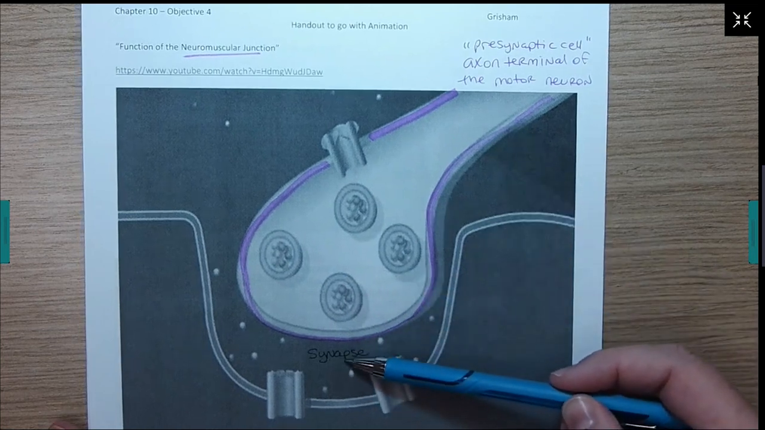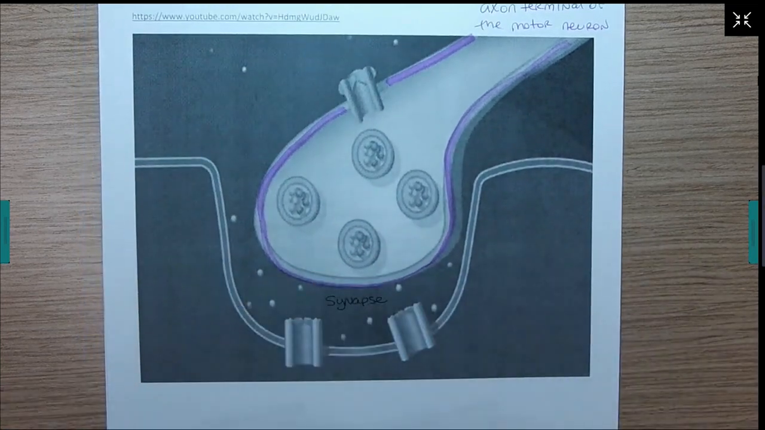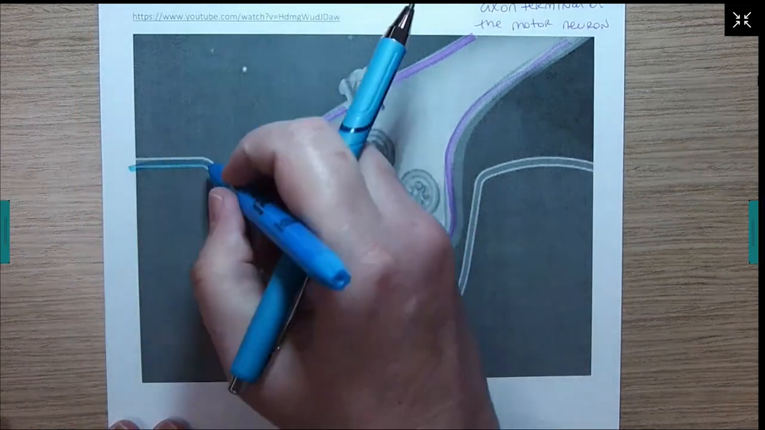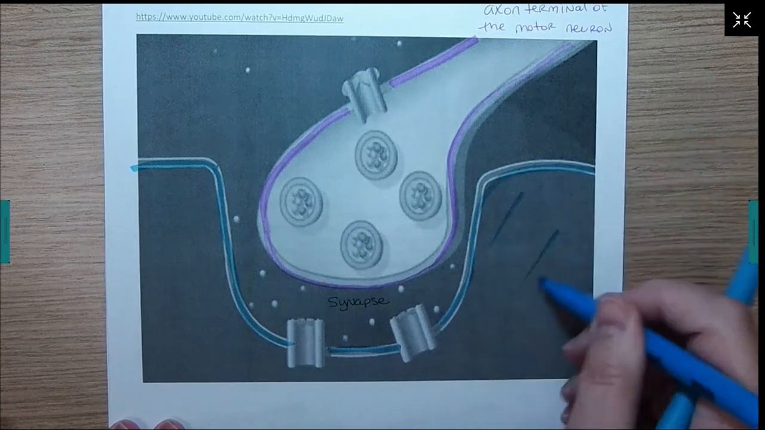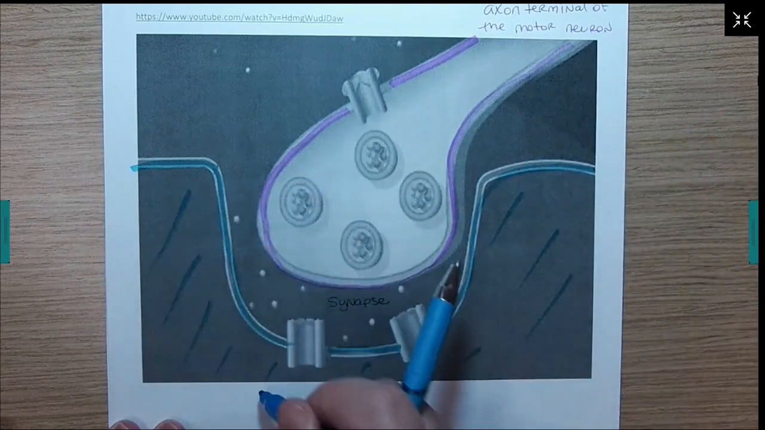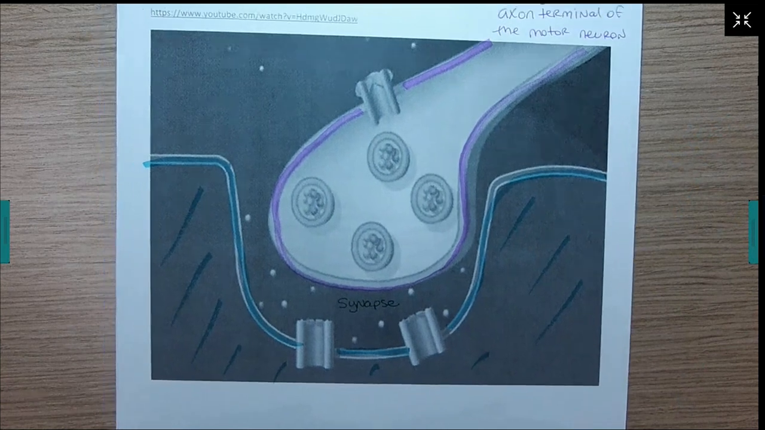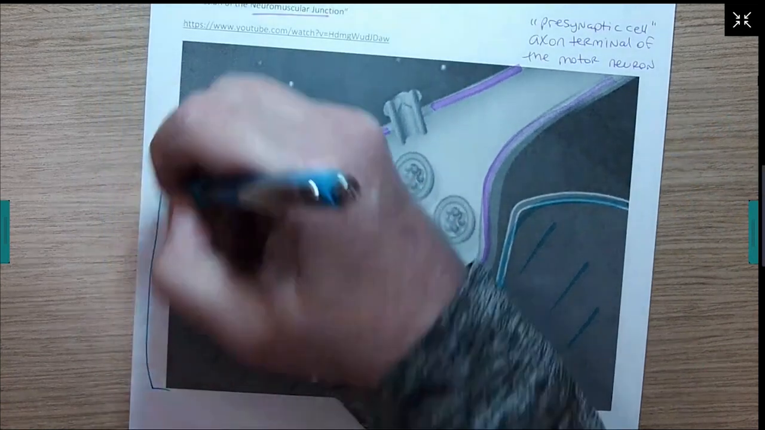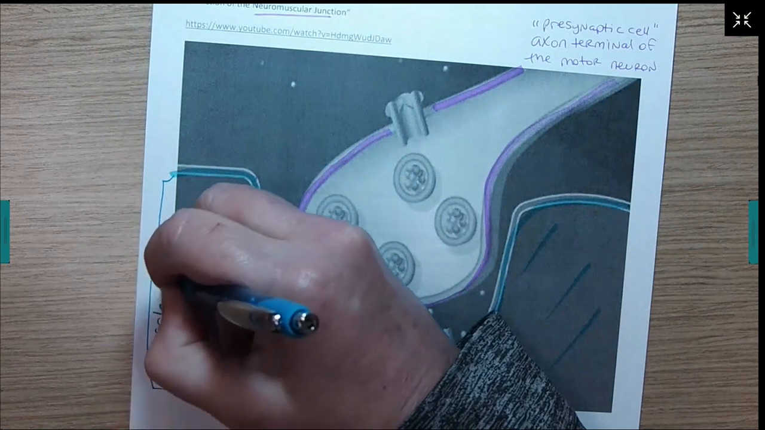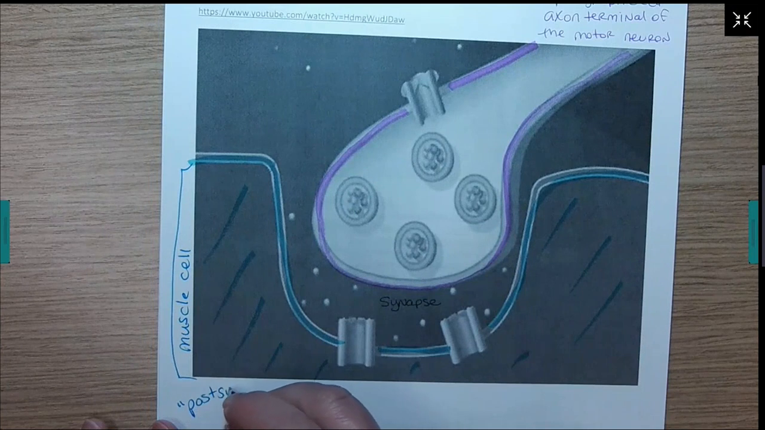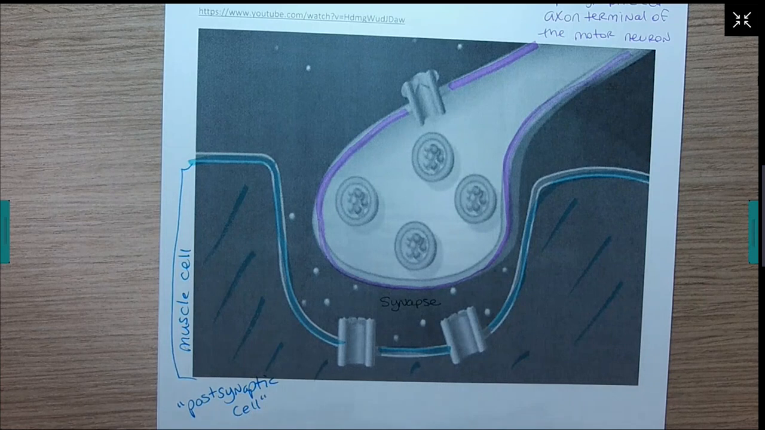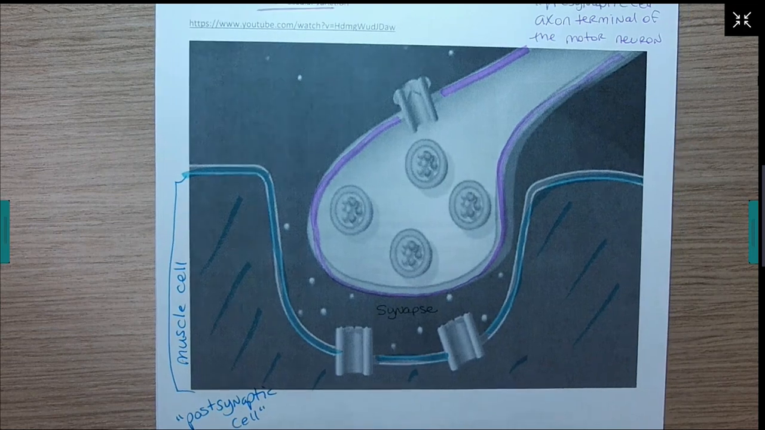We have our synapse, and then this area right here, all this is the muscle cell or muscle fiber. And remember, we call that the postsynaptic cell, right? It's the cell that's receiving the signal. So this is kind of our bearings here. This is what we're looking at.